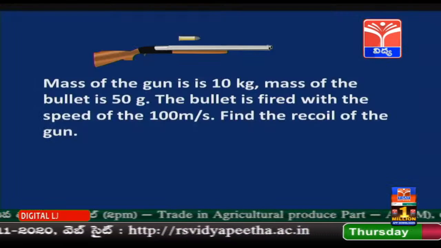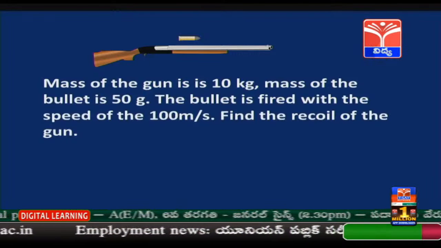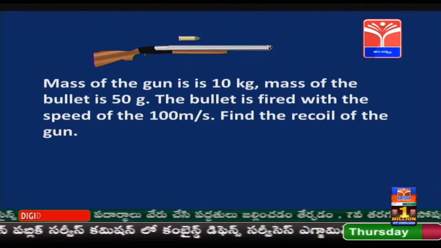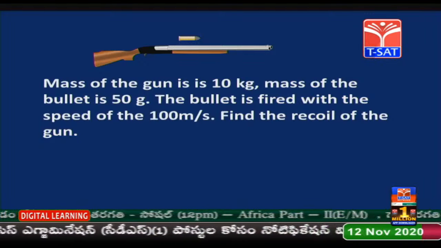Here is a gun whose mass is 10 kg. Mass of the bullet is 50 gram. The bullet is fired with a speed of 100 meters per second. The recoil of the gun has to be found out.